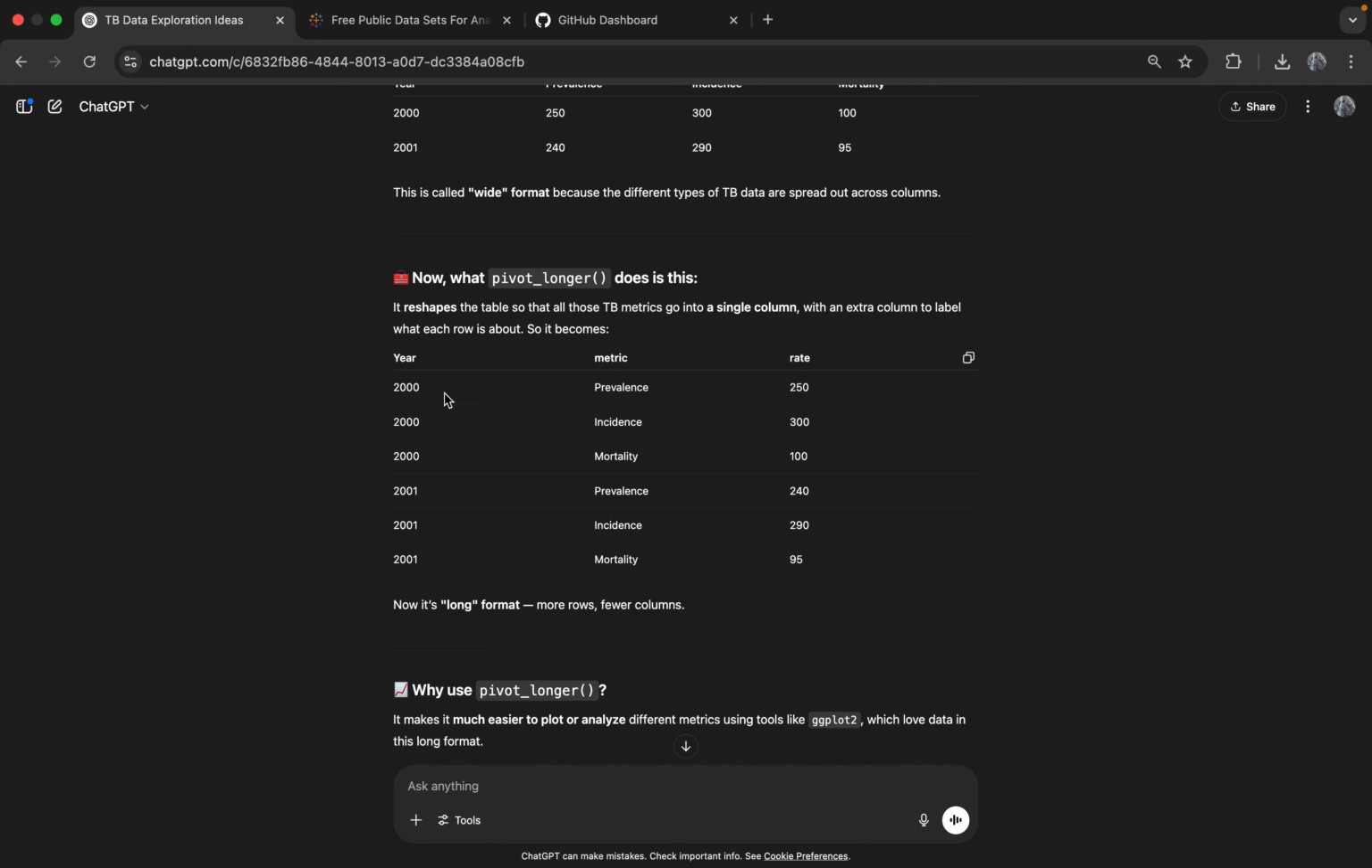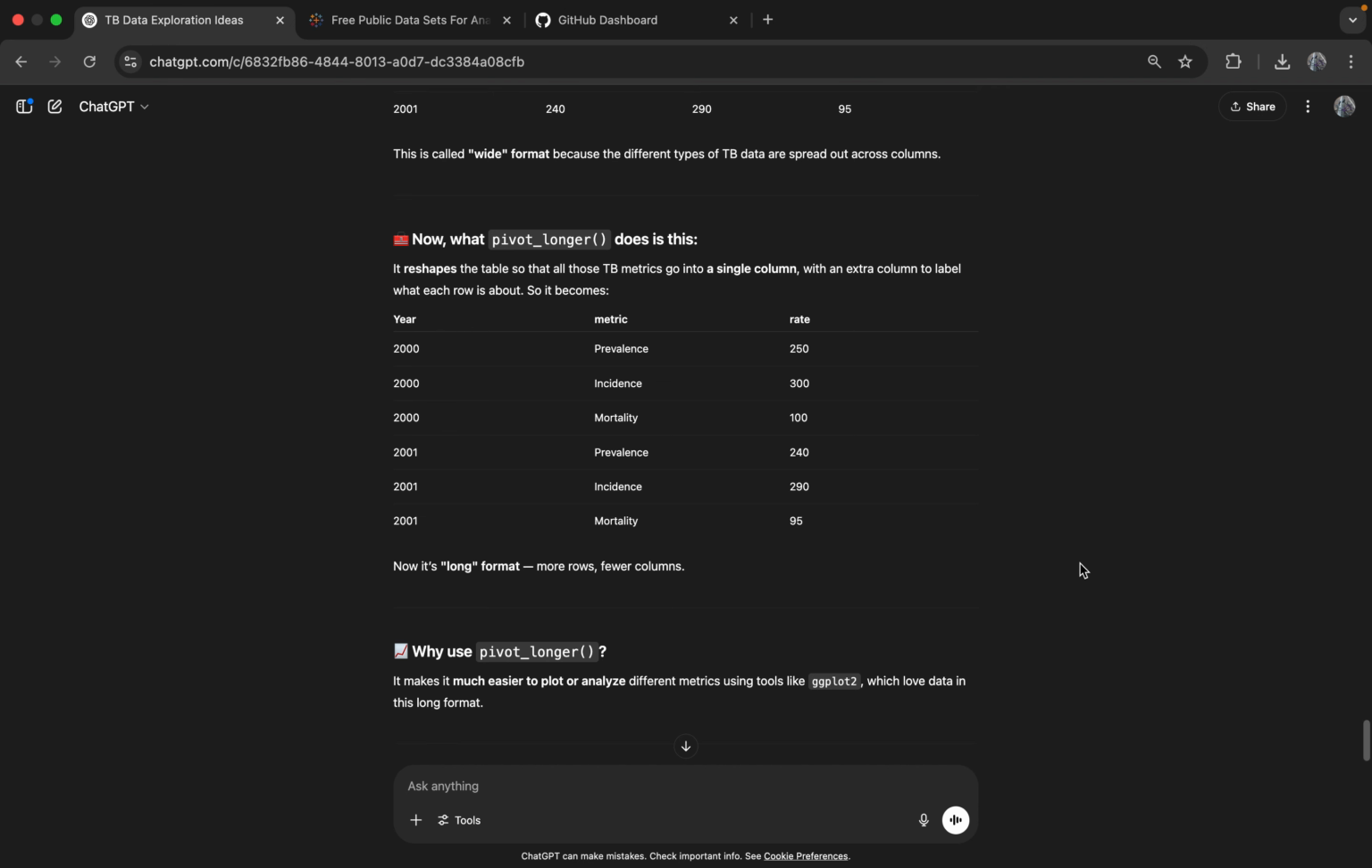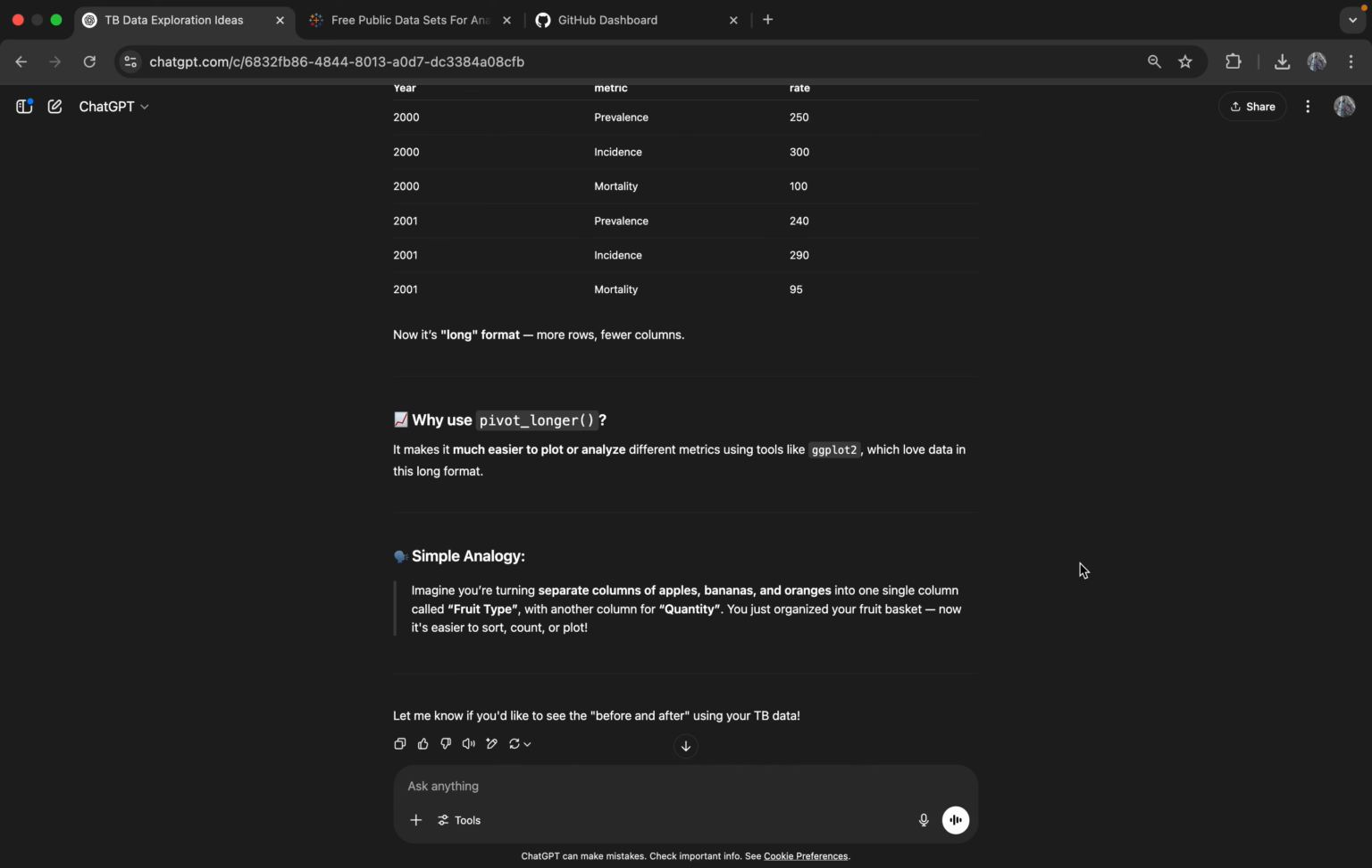So it becomes, for the year 2000, prevalence 250, 2000 incidence 300, 2000 mortality 100. Now it's long format. More rows, fewer columns, but you still keep the data that you have. And why do we use it? It makes it much easier to plot or analyze different metrics using tools like ggplot, which love data in this long format. A simple analogy: imagine you're turning separate columns of apples, bananas, and oranges into one single column called fruit type, with another column for quantity. You just organized your fruit basket. Now it's easier to sort or plot.